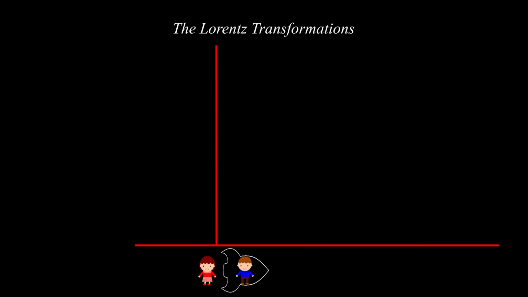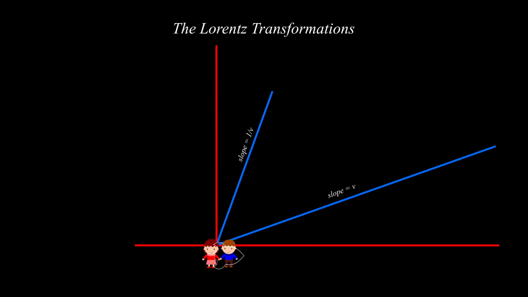Remember in our time dilation video, we had a little boy go off in a rocket ship at speed v relative to a little girl, and we considered the situation from the little girl's reference frame. The boy's t-axis was slanted with slope 1 over v, and the boy's x-axis was also slanted with slope v. Let's watch them take their little trip. As they both travel through time, the boy is moving further and further away from the little girl.